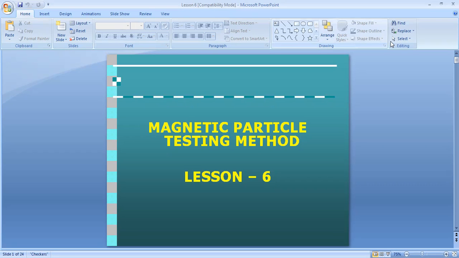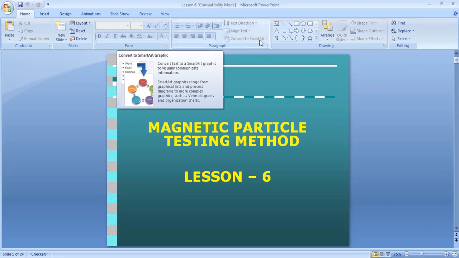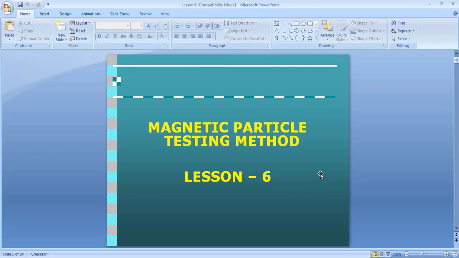Suppose a casting is there, then we can use prod, but on a finished component, we can't use the prod type or prod type direct technique. Yeah. Okay. Due to the spark. Yeah, because of spark.